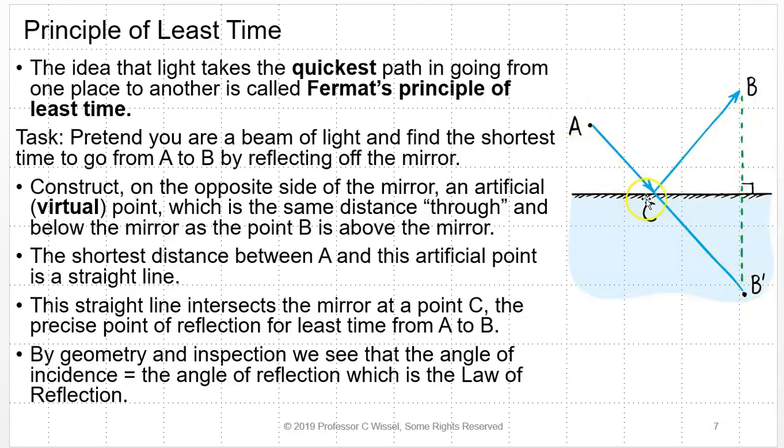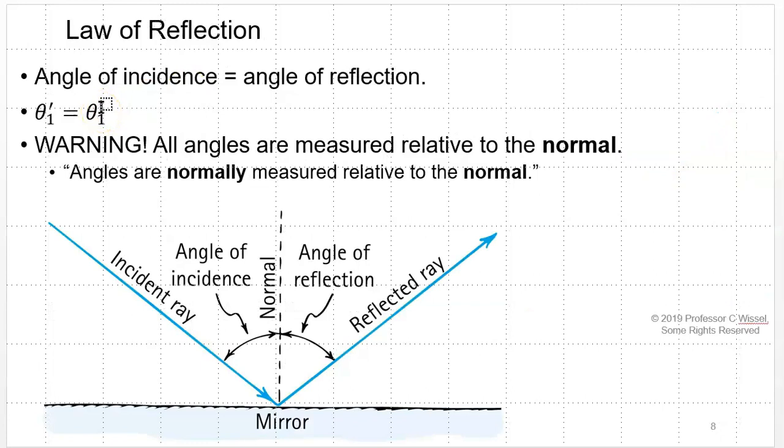So by geometry and inspection, we can see that the angle of incidence, which will be relative to the normal, which isn't shown here, has to equal the angle of reflection, because these two triangles are similar. So the angle of incidence equals the angle of reflection, or theta 1 prime equals theta 1. Now, again, remember, angles are always measured relative to the normal. You should repeat this to yourself a couple times a day: angles are normally measured relative to the normal. Because where people make mistakes in this is when you're given an angle relative to the surface and you forget to convert it.